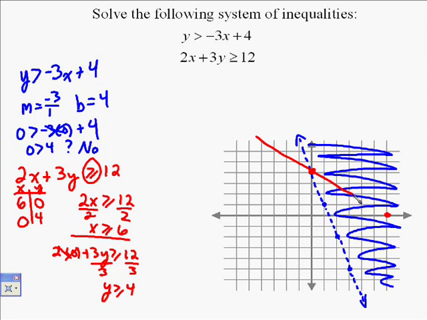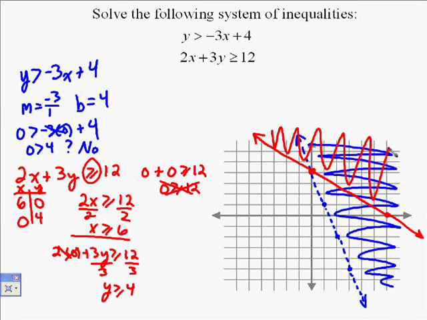Now we're going to decide how to shade it. The way we decide is again by picking a point. (0, 0) is always the easiest if it's possible. So put in (0, 0). That's just going to give you 2 times 0 plus 3 times 0, which is 0 plus 0. And we want to see, is 0 plus 0 greater than or equal to 12? No, absolutely not. 0 is not greater than 12. Thus you shade above the line instead of below, because (0, 0) is below, and that was false. So you must shade above it.